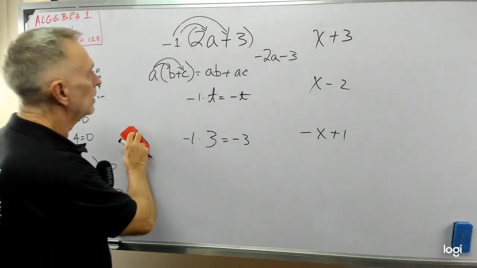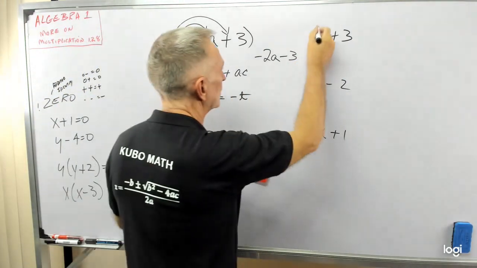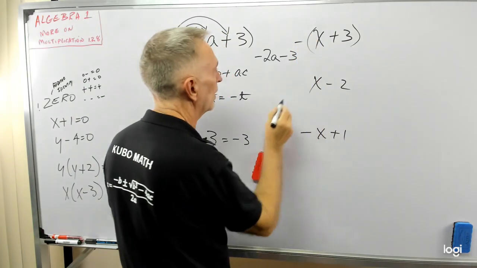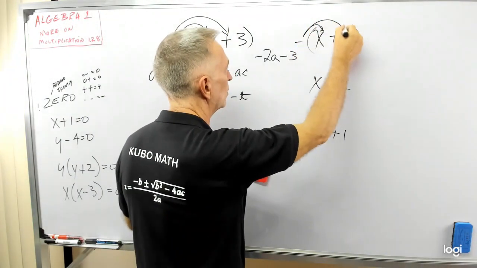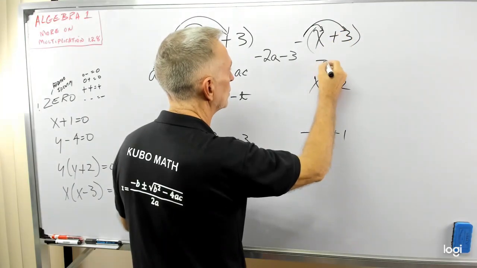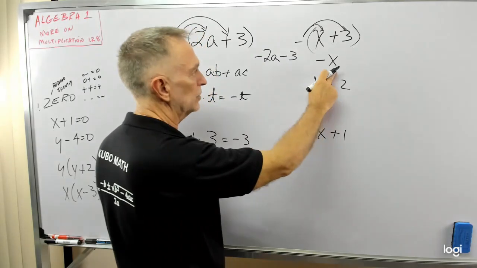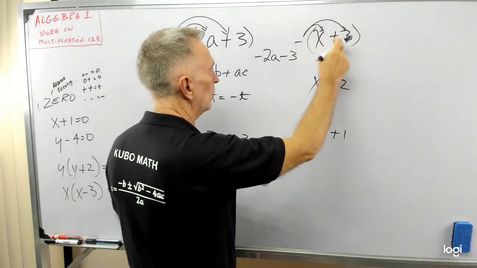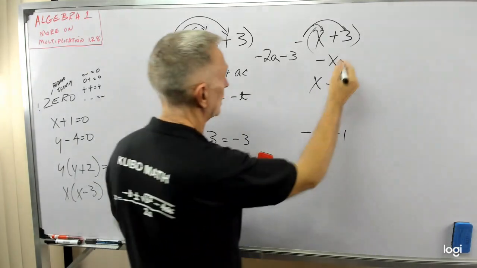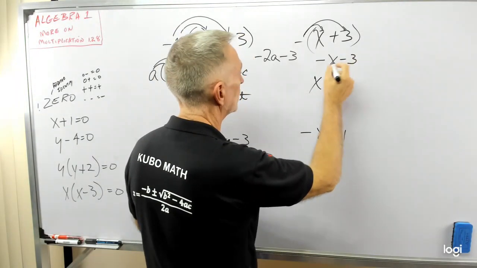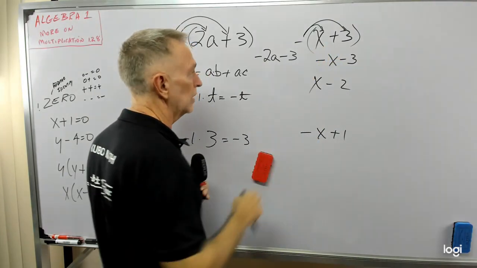Okay, let's try that on x plus 3. If I take that negative out here, what does that look like? I'm transposing that onto those two numbers. So -1 times x is a minus x. A -1 times +3, so negative times positive is -3. So the inverse of x plus 3 is -x minus 3.